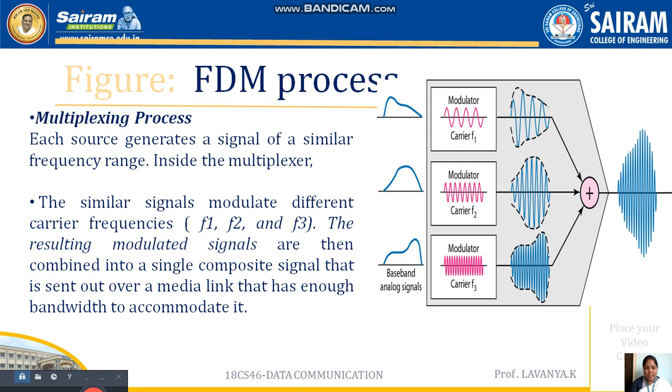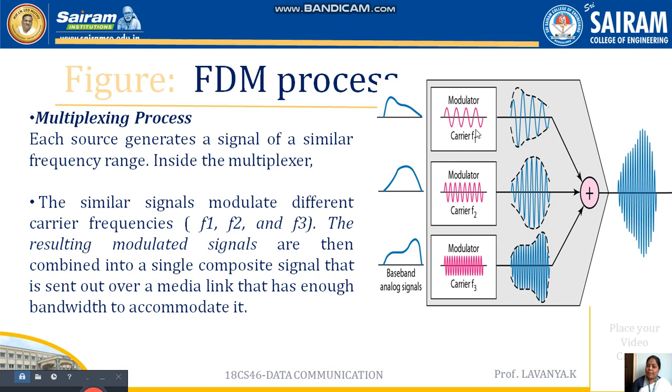Then the FDM process. In the previous slide I told that the FDM process contains a composite signal and different carrier signals. Look at the diagram here. This is the first channel. Here the input is taken as an analog signal. See, this is channel 1, taken as analog input.